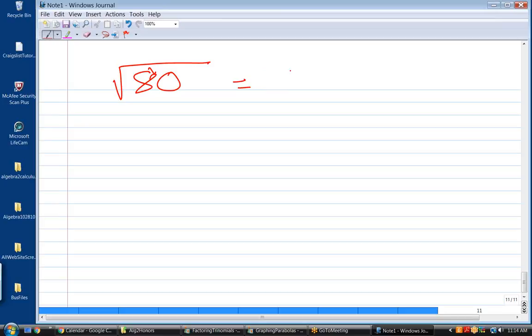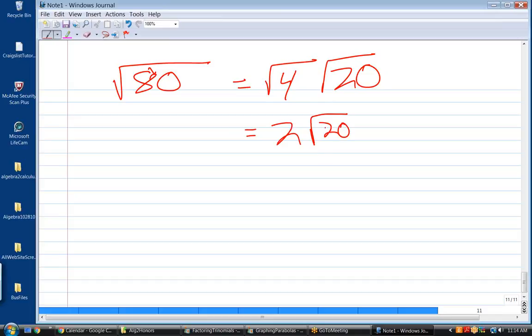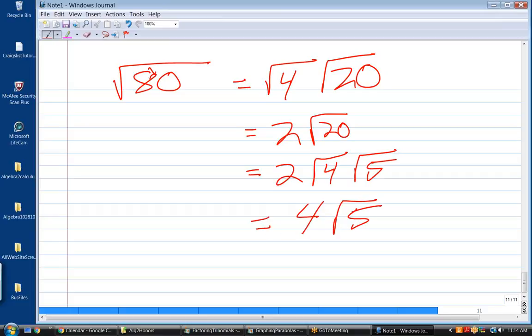4 and 20. Okay. That's going to work. It's not going to be the most efficient, but I'm showing you this for a reason. You get 2 root 20, but then root 20 can be factored. 2 can be taken out. It goes into 4 times 5, and that becomes a 2. That 2 times that 2. So my final answer is that, arrived at with maybe an unnecessary step in it.